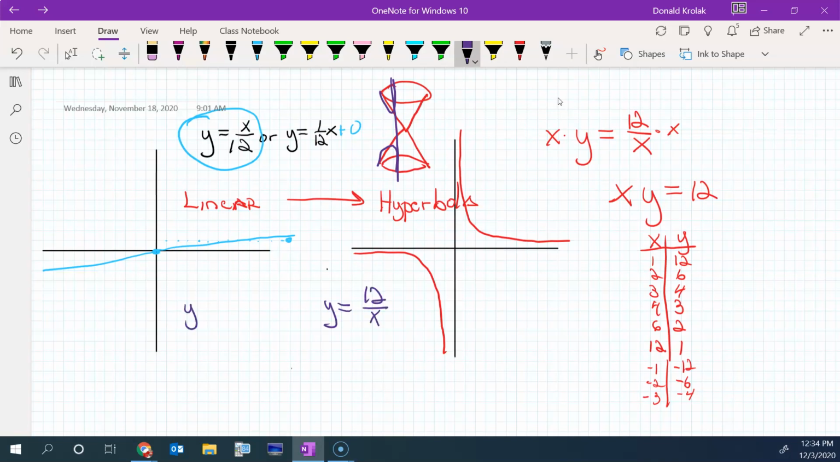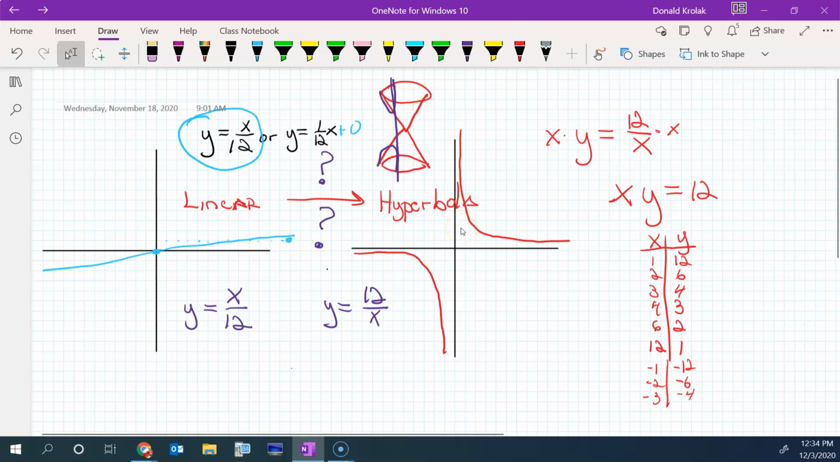This was the linear. That was a line. And when we did this, it turned into a hyperbola. So how could something that's straight turn into two things that are curved? Mystery. Well, today we're going to look at why that actually happens. But that's sort of where we were yesterday.